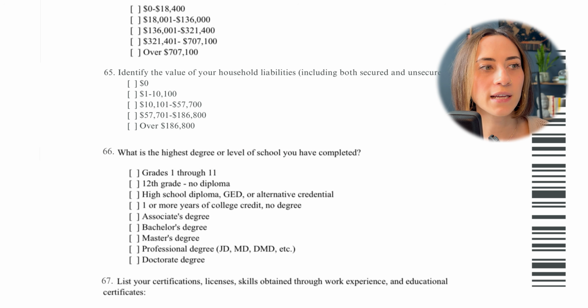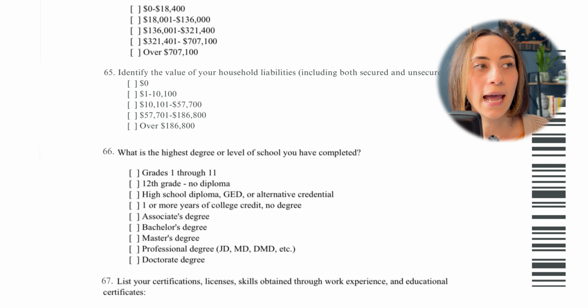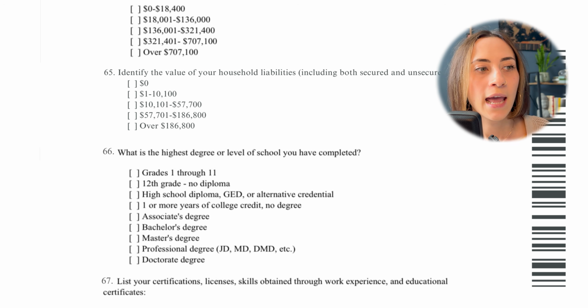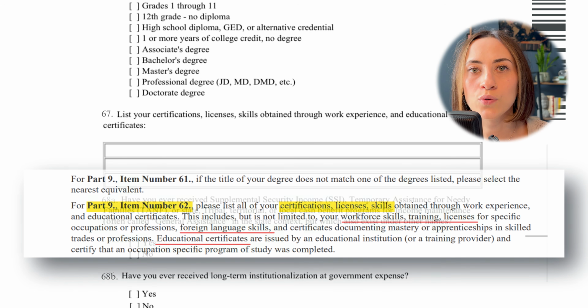Next, complete the highest degree or level of school you have completed. And this only talks about the degree that you actually have already completed. If you are unsure, maybe you have a foreign degree, select the one that is most equivalent to one of the ones listed. Next, they ask you to list any certifications, licenses, skills, which basically makes you employable.